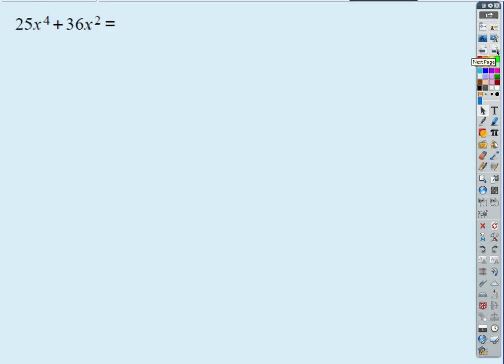What about this guy? Is there a common factor? Yeah, there is. I can take out an x squared, can't I? Okay. So I could take out an x squared. If I undistribute an x squared, I'm left with what?